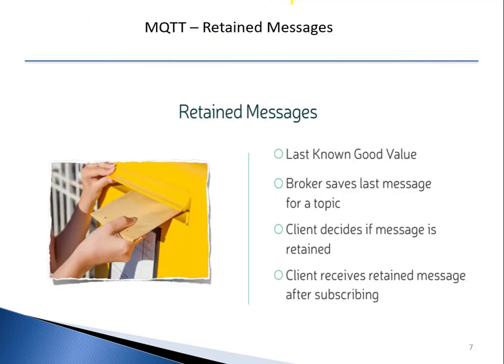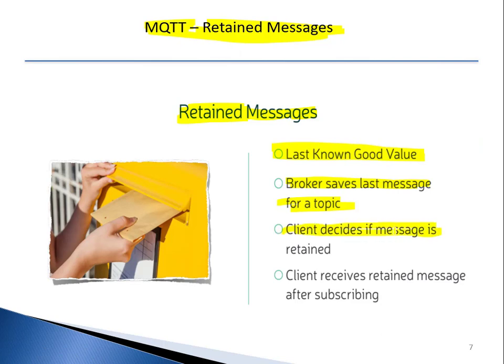Then what about the retained message? Just now we discussed that it works with unreliable networks as well. Whenever the network breaks and the message would be dropped, it retains the particular message. It retains the last known good value. The broker saves the last message for a topic. The broker is the intermediary, and it stores the last message over the topic. The client decides if the message is retained.